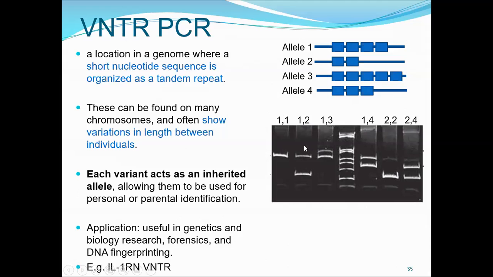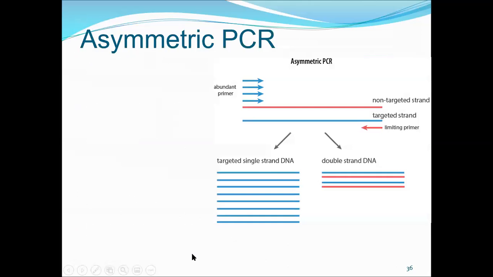So this is 1, 1. This is 1 and 2. This is 1 and 3. This is the molecular weight marker. This is 1 and 4. This is 2 and 2. This is 2 and 4. So this is very important in genetics and basic research as well as forensic studies like DNA fingerprinting.